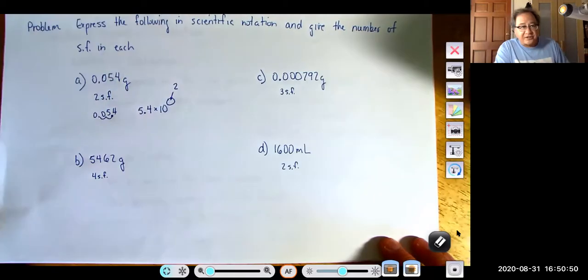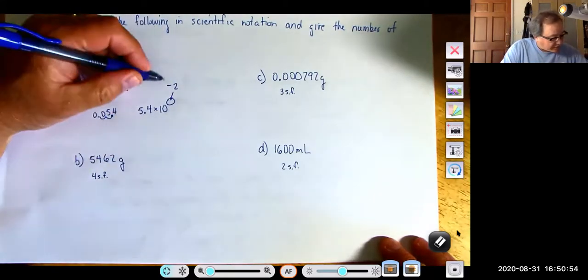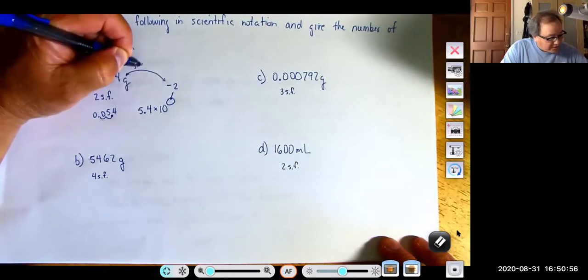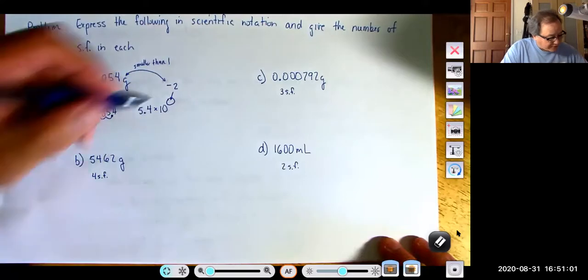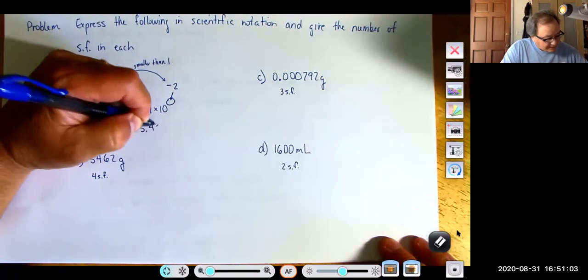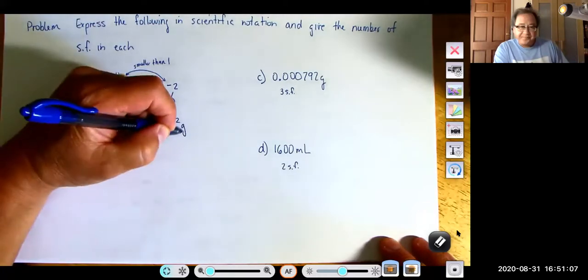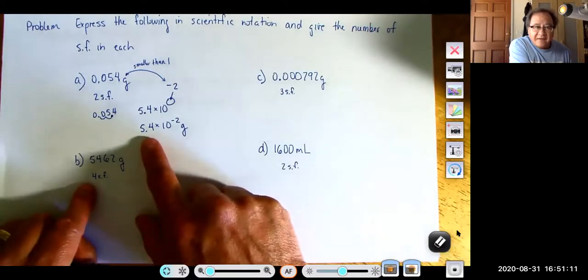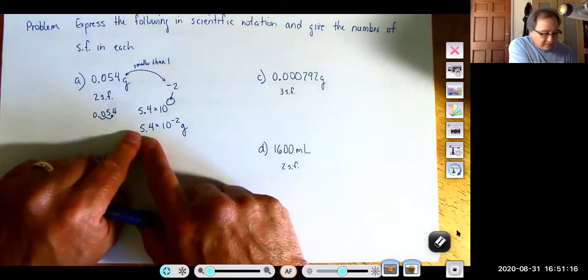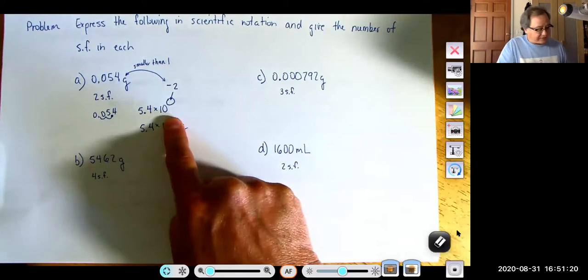In addition, it's going to be a negative 2 because this initial value was smaller than 1. So my final answer is 5.4 times 10 to the minus 2, and that's going to be grams. Now, how many significant figures does this number have? You look at the 5.4 part of it, and you don't care about the exponent part when you're counting sig figs. So this has 2 sig figs, the 5.4.